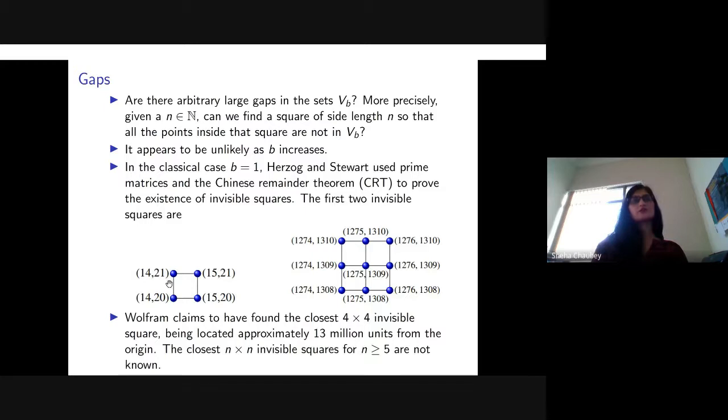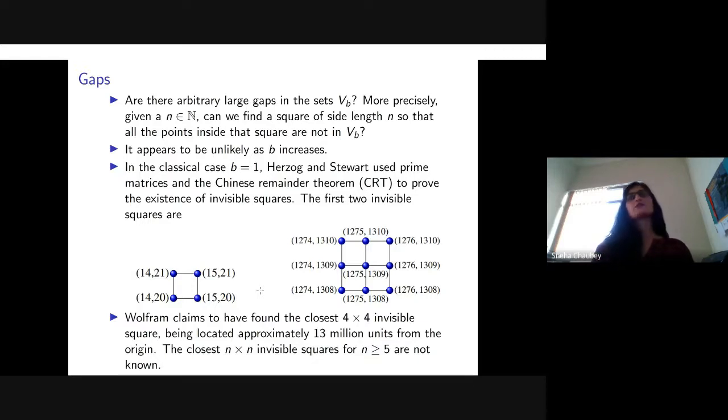Okay, so they discovered this as a square which had no visible points inside, and this was the second invisible square. So this is a square of size 1, and this one is 2. Now, there is this story that Stephen Wolfram claims to have found the closest 4x4 invisible square, which is located approximately 13 million units from the origin.